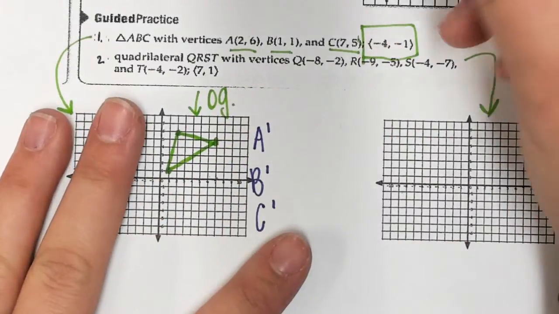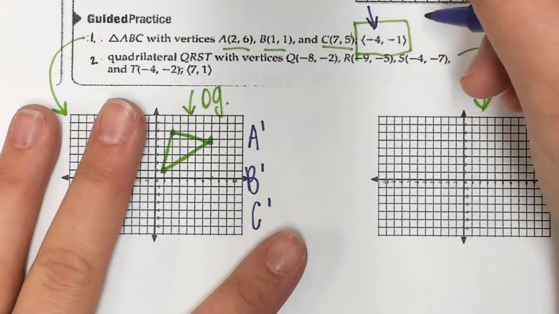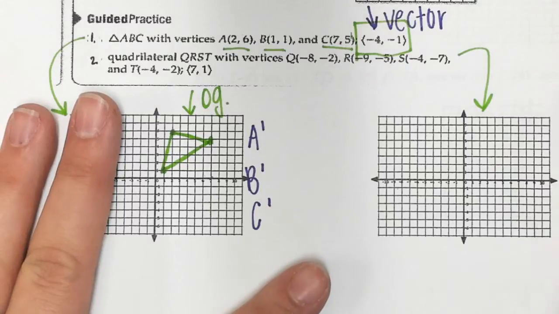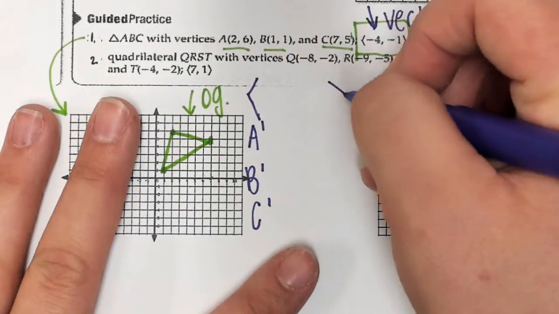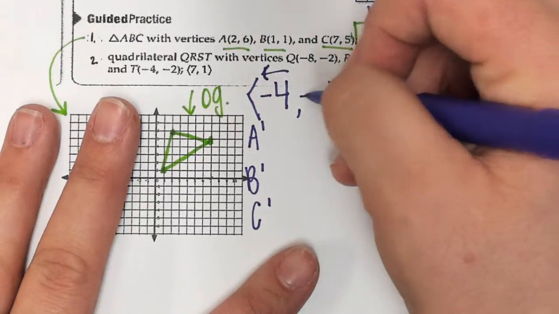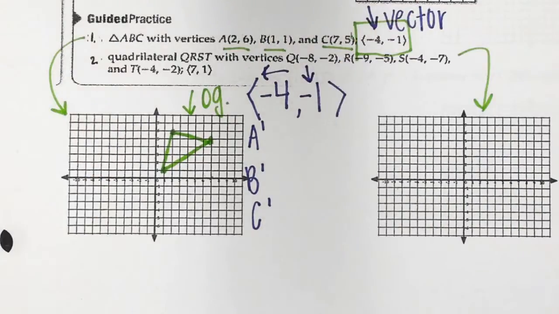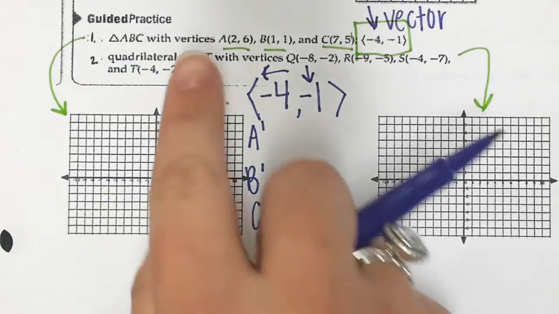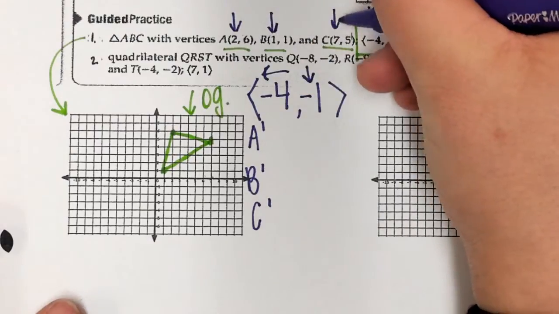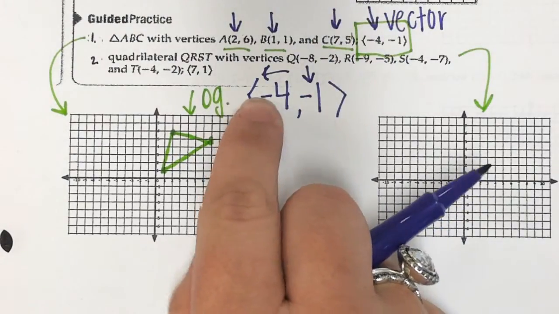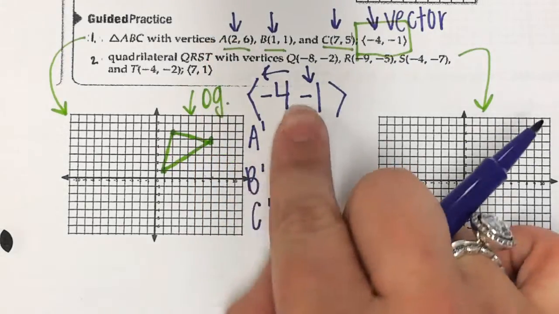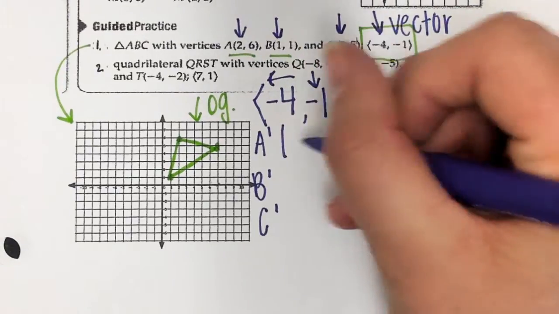So here's your vector right here. This is telling you how much you are moving. So that means we are moving -4 to the left and -1 down. So how you make your points is you take your X on all of these, so your 2, your 1, and your 7, and you do exactly what it tells you to. Keep your X's with your X. So for number 2, 2 minus 4 is, there you go.